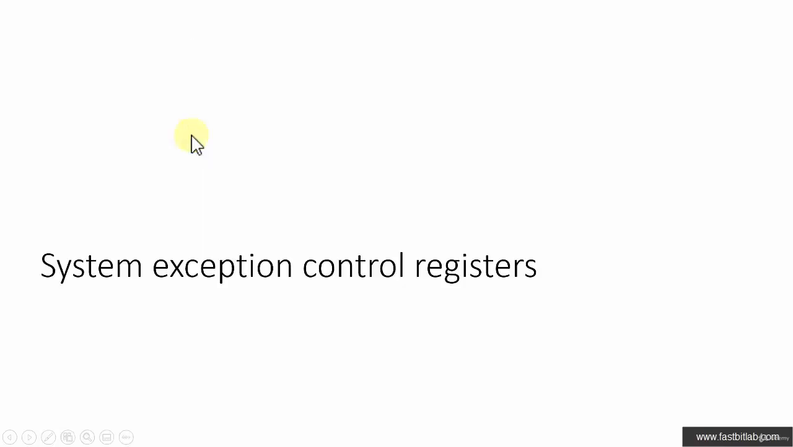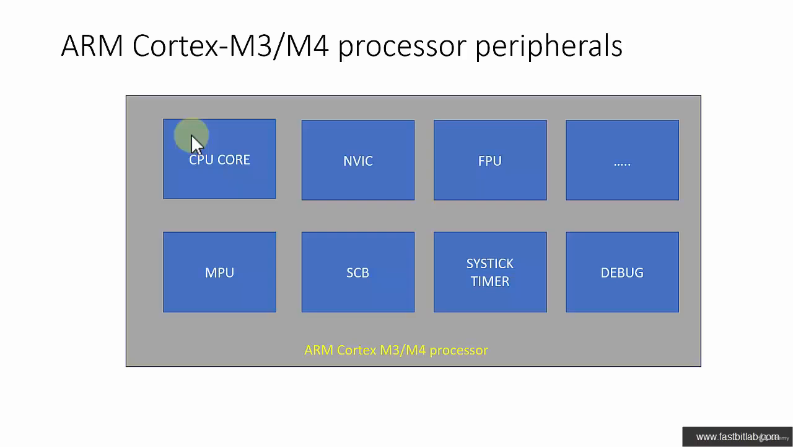In this lecture, let's explore the system exception control registers, that is, the control registers of the processor used to control the system exceptions. Our processor has many peripherals. We have the nested vector interrupt controller, the FPU, the system control block, the SysTick timer, the memory protection unit, the debug unit, and various other peripherals that are part of the processor.